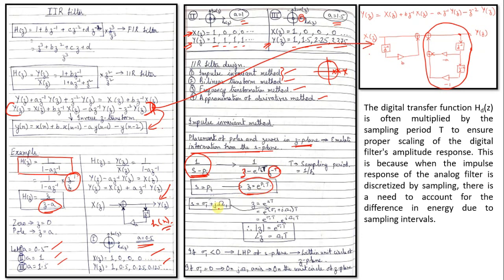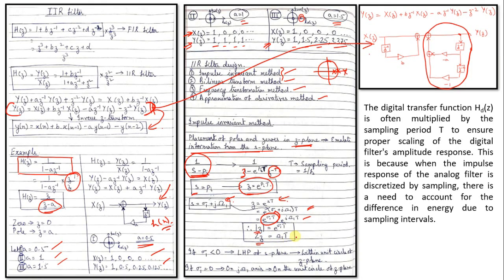Now, s is also given by sigma 1 plus j omega 1, and this omega is nothing but your analog frequency. On the other hand, z is equal to e to the power sT, where s is again sigma 1 plus j omega 1. This comes out to be e to the power sigma 1 T multiplied by e to the power j omega 1 T. So the modulus of z is e to the power sigma 1 T, and the phase of z is equal to omega 1 T.